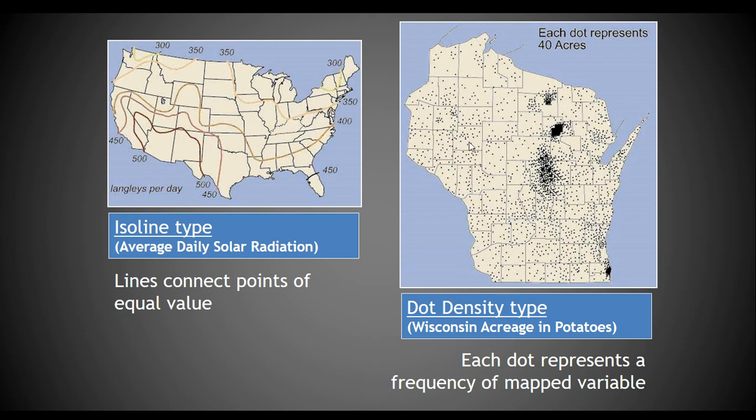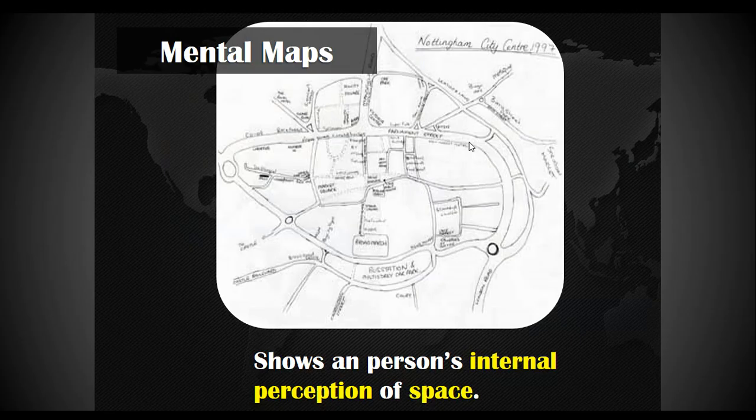Here we see acreage in potatoes. Now each dot didn't represent a potato. Each dot doesn't represent an acre of potatoes being planted. Each dot actually represents 40 acres here. So you have to take that into account when you're using this information, but that's an example. You've used dot density maps before. You've seen these isoline maps before. You just may not have known the term just yet.